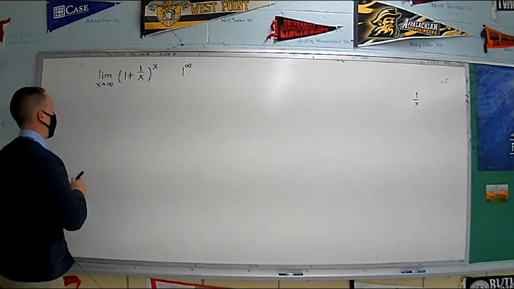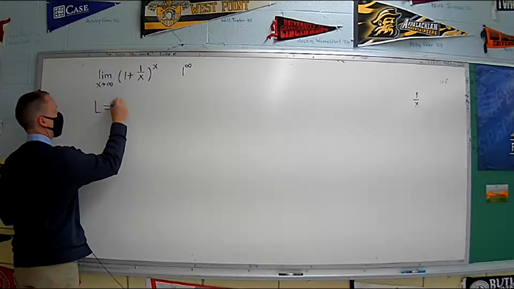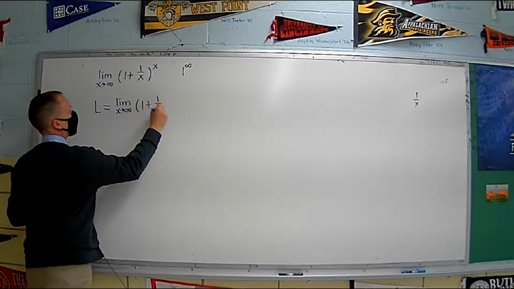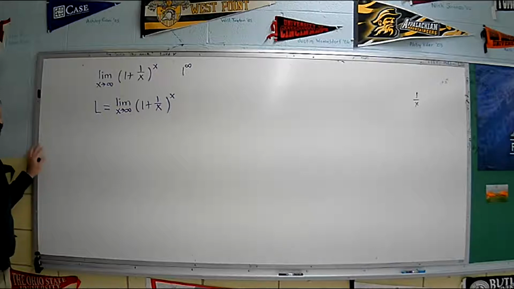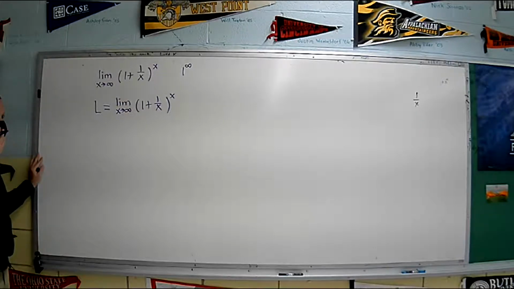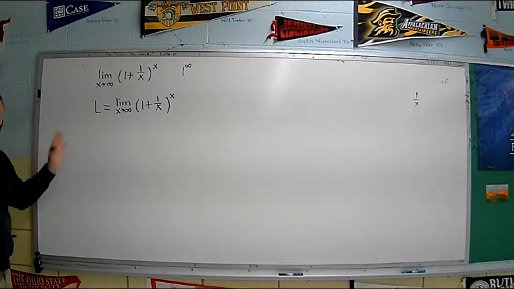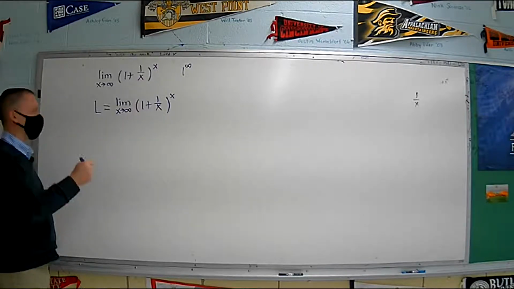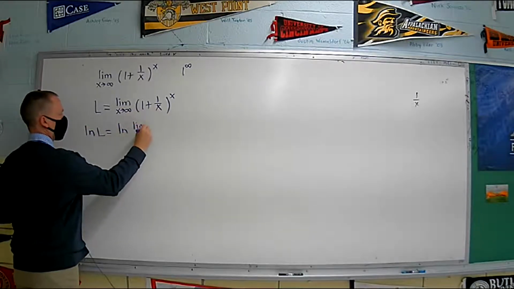I'm going to say, I don't know the answer to this problem. I'm just going to say that the answer to this problem is L. And why do I use L? Convention. I guess I use L because limit. That's where the convention comes from. So I don't know what the answer is, I'm just going to say it's L. And then I'm going to solve this problem not for L, but for the natural log of L. So I effectively take the natural log of both sides of this.